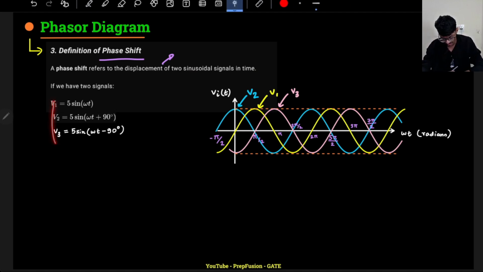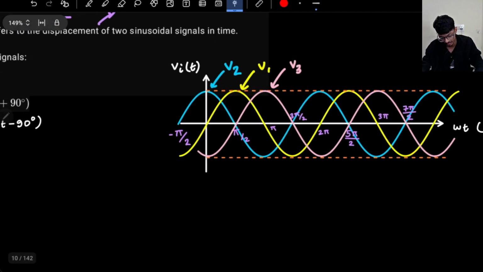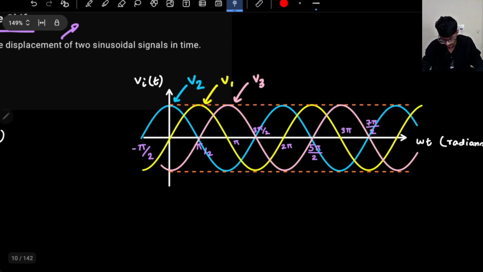So I have three signals. One is V1 equals 5 sine omega t, another one is V2 equals 5 sine omega t plus 90, and another one is V3 equals 5 sine omega t minus 90. So what do I observe? This V1 is the normal sinusoid that we already know. What about V2? That is 5 sine omega t plus 90. This is just cos omega t, right? And I hope you remember how you draw cos omega t. Cos omega t starts from here and it goes on like this. Cos omega t is this blue signal.